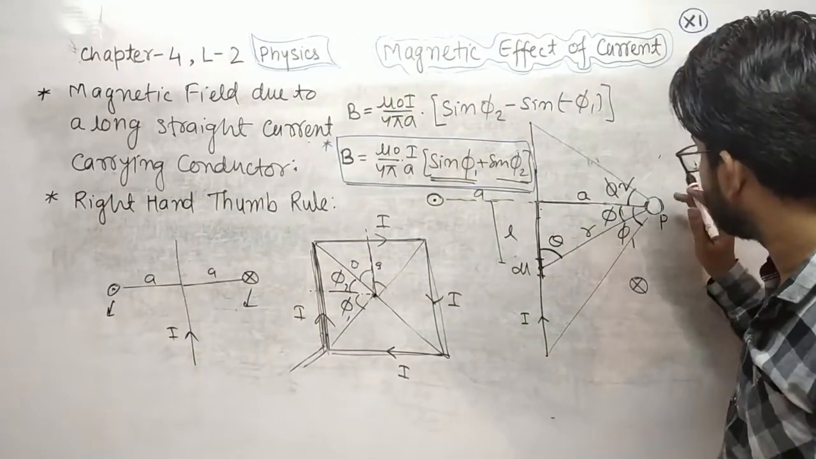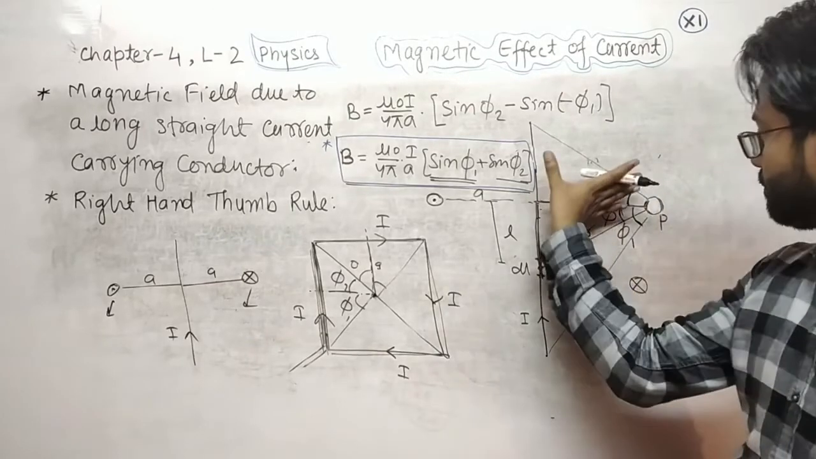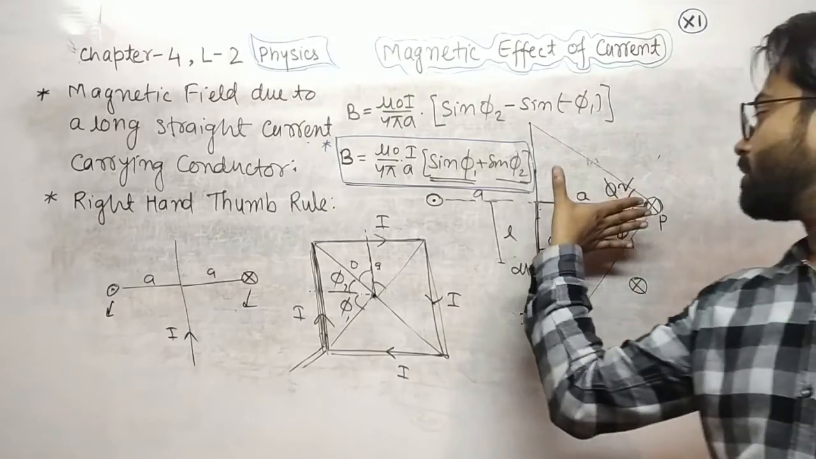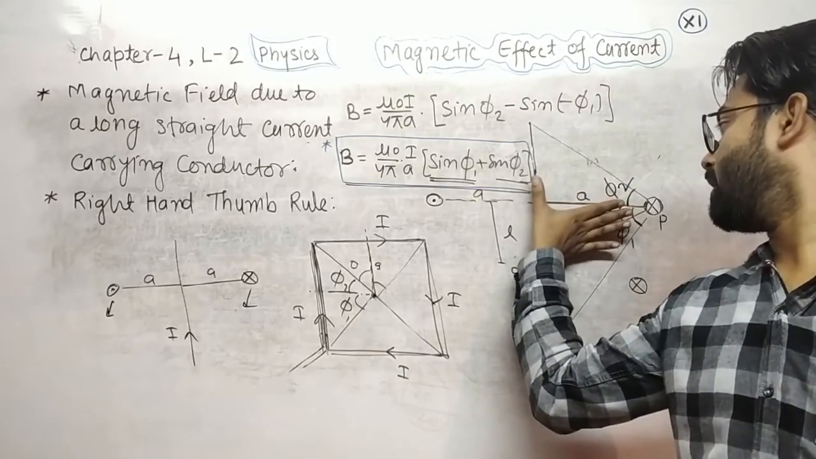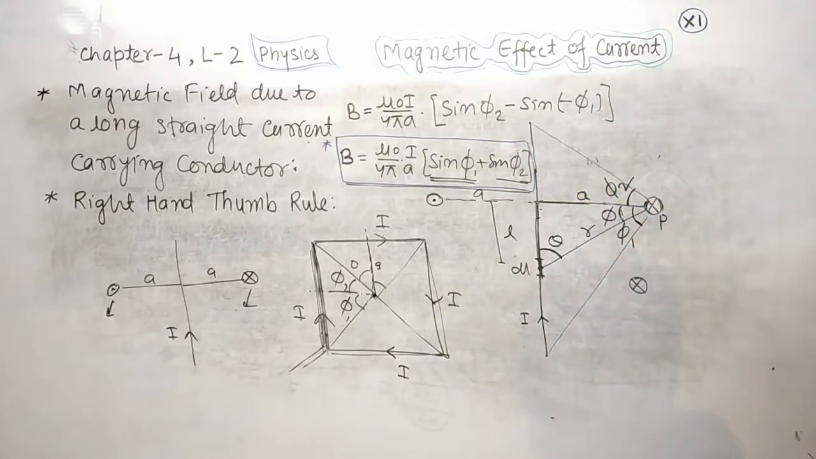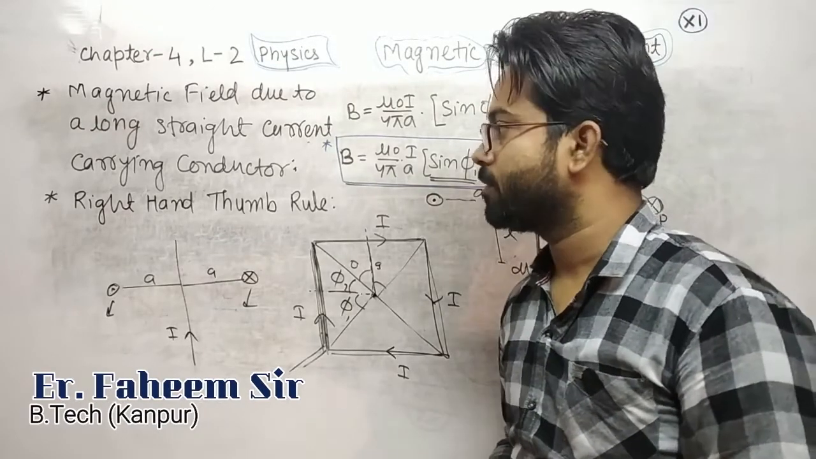In this particular case, magnetic field will be into the plane. Stretch your hand like that. This is the direction of current and this is the direction of magnetic field. I hope you understood this video.